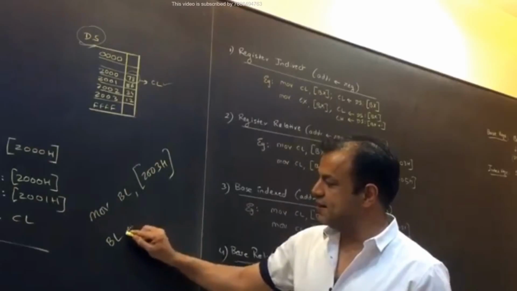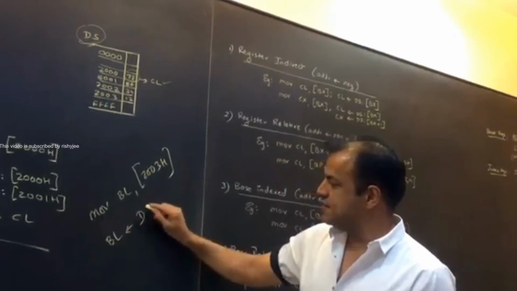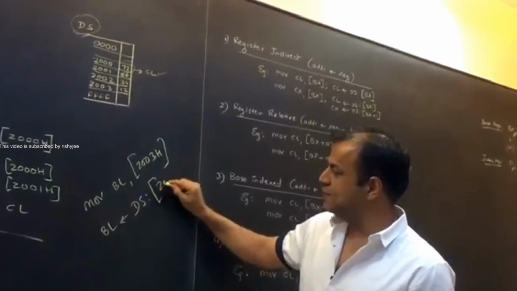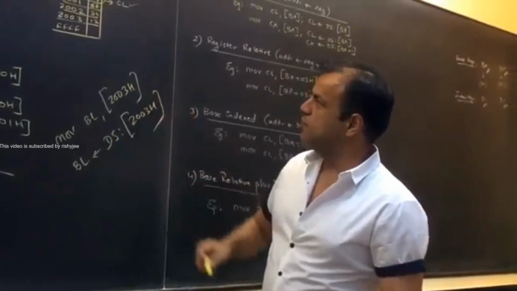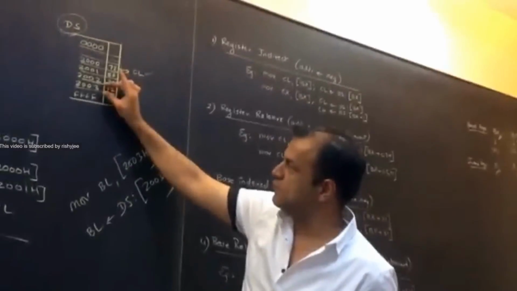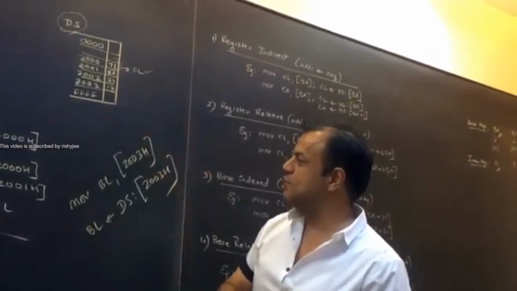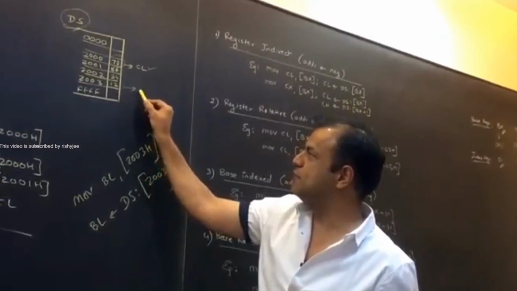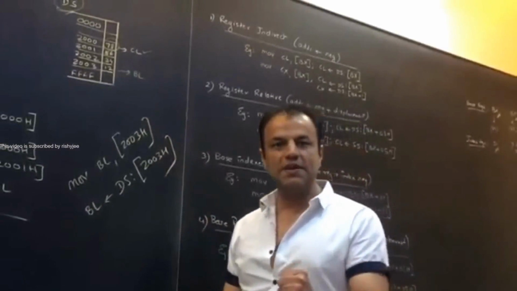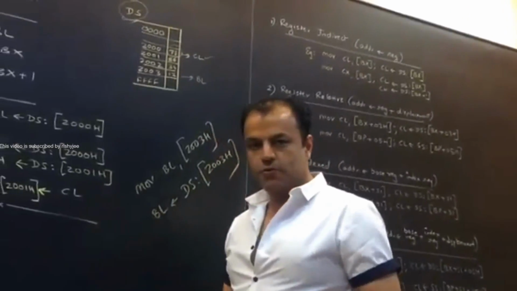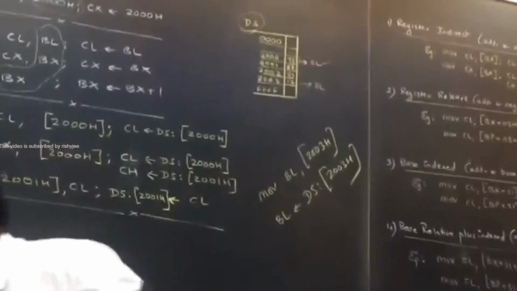BL is getting the data. From which segment? Data segment. From an offset address 2003. Look at the board. This is the data segment. This is offset address 2003. It contains a value 12. In this example, this value 12 will come inside BL register. Please tell me, did you understand this? So I hope you understood what is direct addressing. Let's take a few more examples.